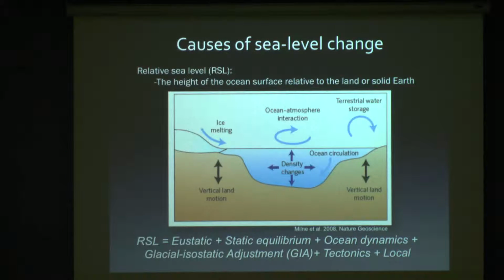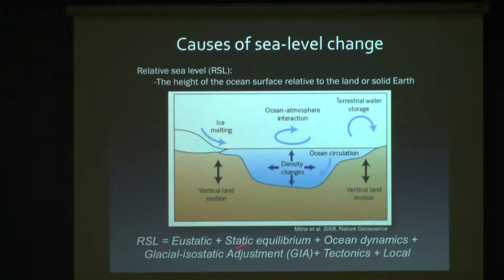So I've sort of just talked about this on the previous slide, but since relative sea level is the height of the ocean surface relative to the solid Earth, you can get a change in relative sea level by a change in the height of the sea surface or in the change of the height of the land surface. So what will cause change in ocean volume?